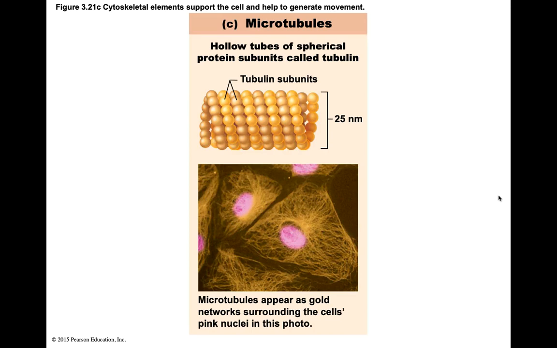So we have these tubulin subunits here. In this picture, we have the golden orangey colored network that's surrounding the nuclei in this cell. Again, these are our hollow tubes. These are the largest of our cytoskeletal elements that help support the cell and help generate movement of our organelles around the cell.